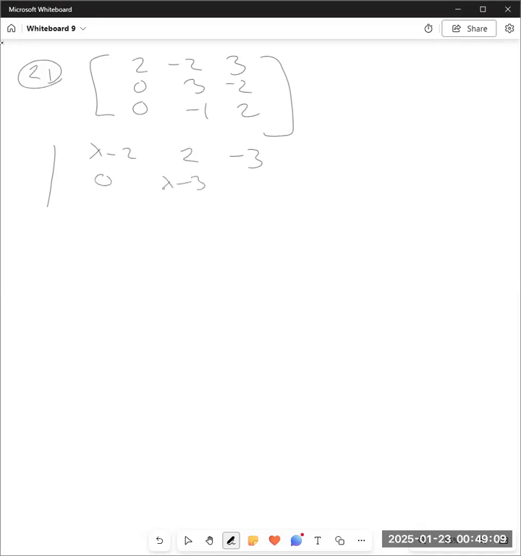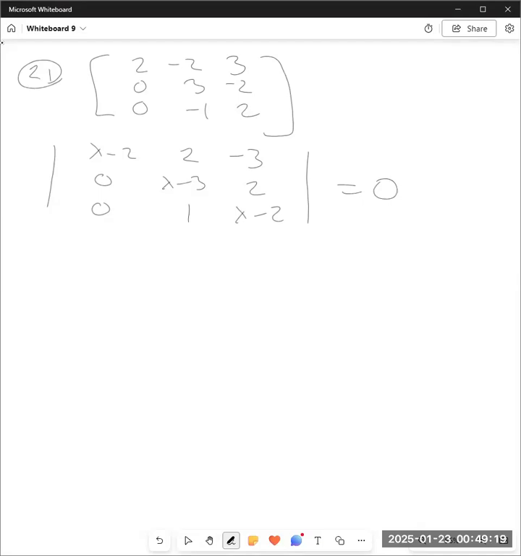That says that we have the matrix A, 2, -2, 3, 0, 3, -2, 0, -1, 2. And we want to find the characteristic equation, so that's lambda minus 2, 2, -3, 0, lambda minus 3, 2, 0, 1, lambda minus 2 equals 0.